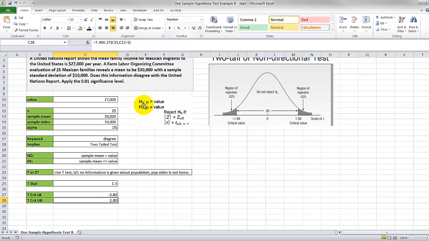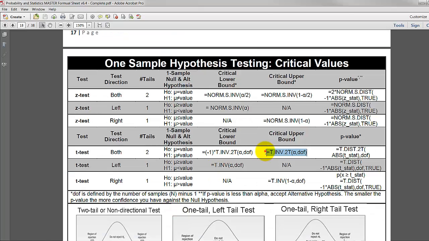Okay, so when we are doing a two-tailed test, the upper bound is exactly equal to the absolute value of the lower bound. Okay, so that's good. And actually, if you look at the formula, the only difference here is that I'm multiplying the negative side, the lower bound, by -1. So T inverse two-tailed, absolute value, degrees of freedom is what the Excel formula takes.